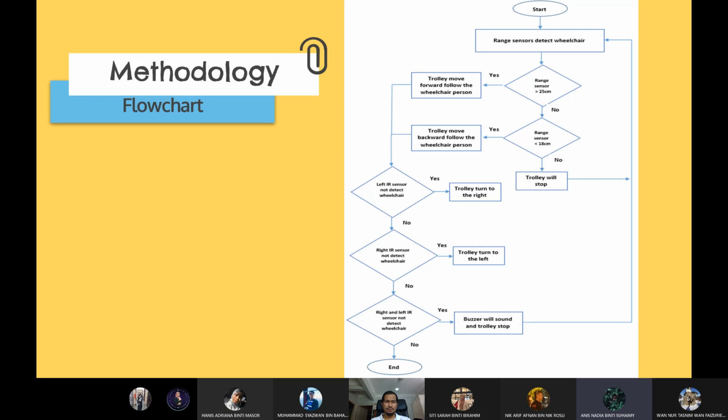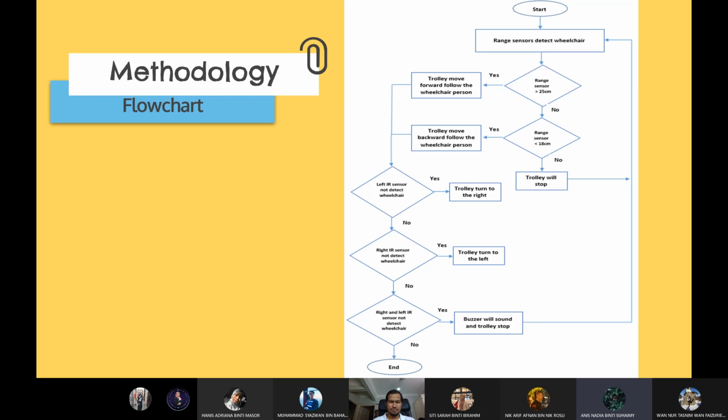Assalamualaikum and very good morning to my respective assessor, Dr. Sabri. I would like to present my first methodology, which is my flowchart. First of all, it starts from the start button. By pushing the start button, the range sensor will detect the wheelchair. If the range sensor reads more than 25 centimeters, the trolley will move forward following the wheelchair person. If the range sensor reads less than 18 centimeters, the trolley will move backward following the wheelchair.